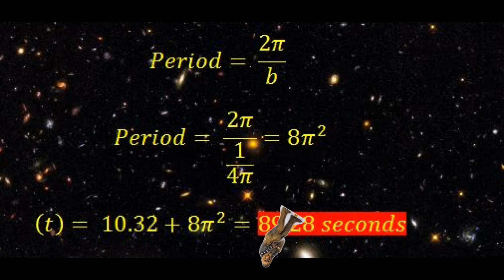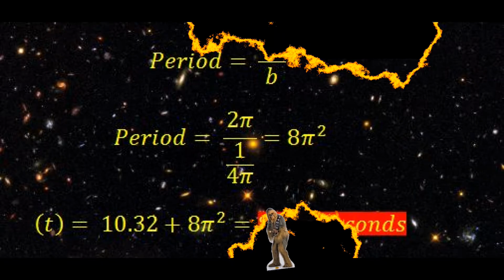We solved for the period by using the period formula, period equals 2 pi over b, where b equals 1 over 4 pi. This resulted in a period of 8 pi squared. To find another solution, we took the first solution of 10.32 and added on the period 8 pi squared to get our other answer of 89.28 seconds.